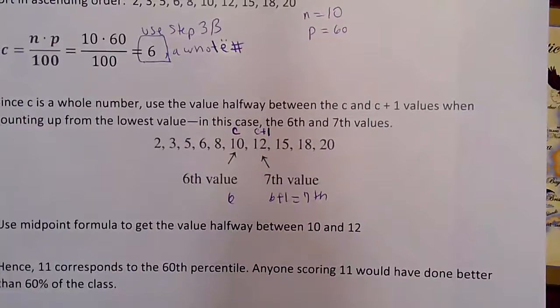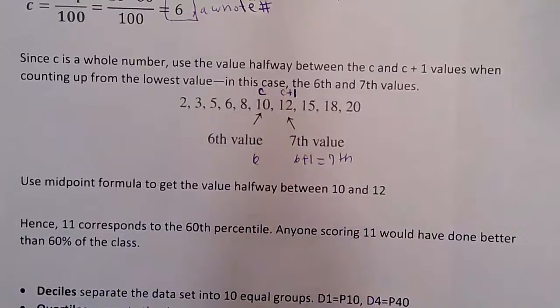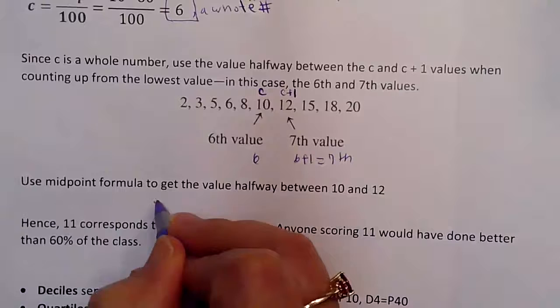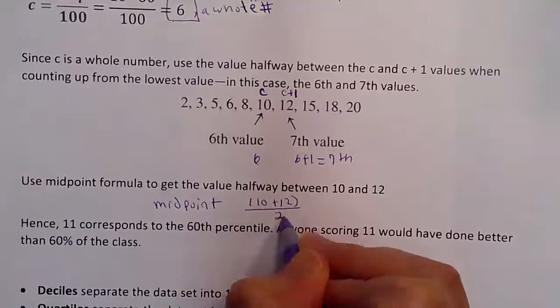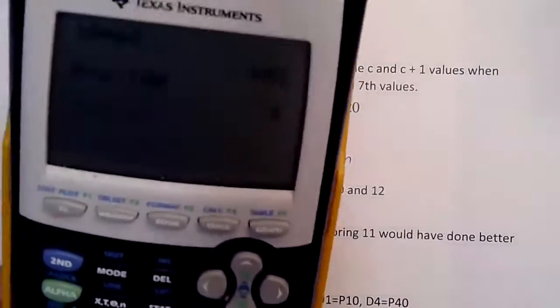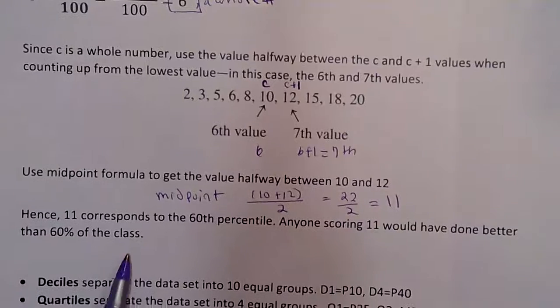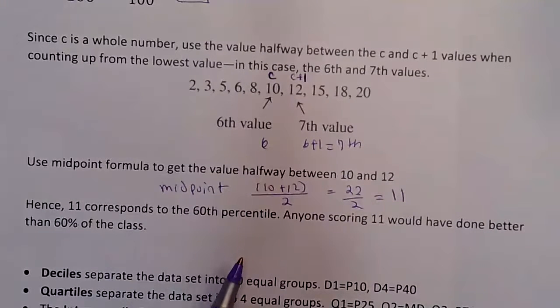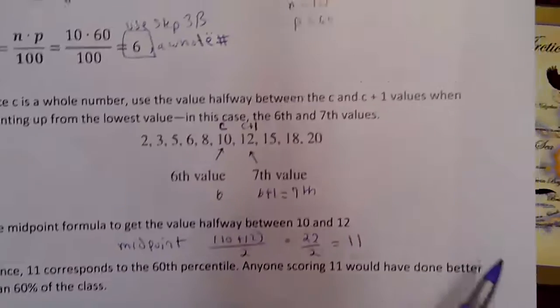So you're going to take the average of those. Use the midpoint formula to get the value halfway between 10 and 12. So 10 plus 12 divided by 2. And it says here 11 corresponds to the 60th percentile. Anyone scoring an 11 would have done better than 60% of the class. So you see how that's related to what we're doing here? And that's the 60% that was coming from here, okay?